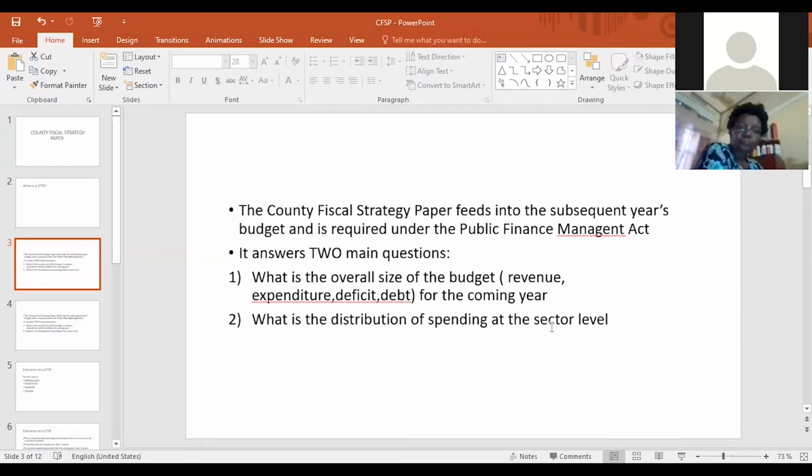And then it also says what is the distribution of spending at the sector level, so that you can get to know, when it comes to the Department of Infrastructure, how much money is supposed to go there, how much is supposed to be spent in health, as well as maybe the Ministry of Youth. So it gives the distribution of spending at the sector level.